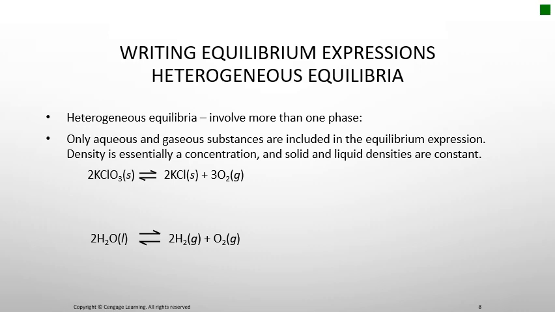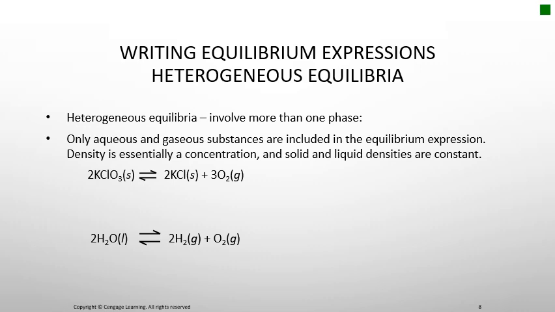We are now going to focus on writing equilibrium expressions for heterogeneous equilibria. Instead of having the same state of matter for all of our reactants or products, we are now going to look at reactions that involve more than one phase. Only aqueous and gaseous substances will be included in our equilibrium expression.